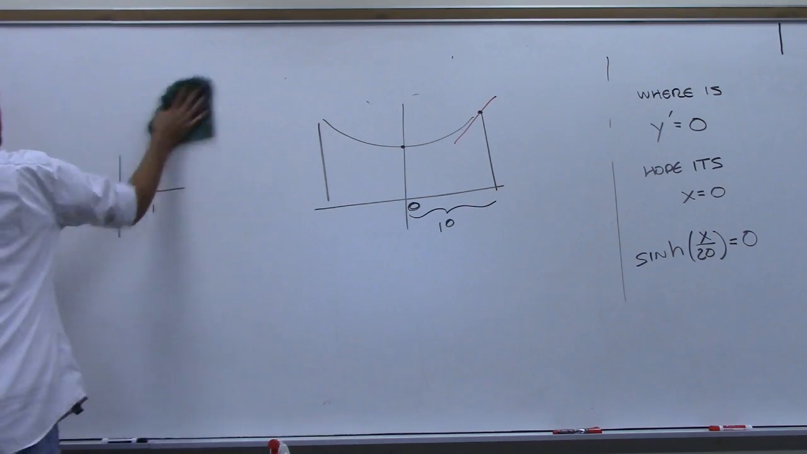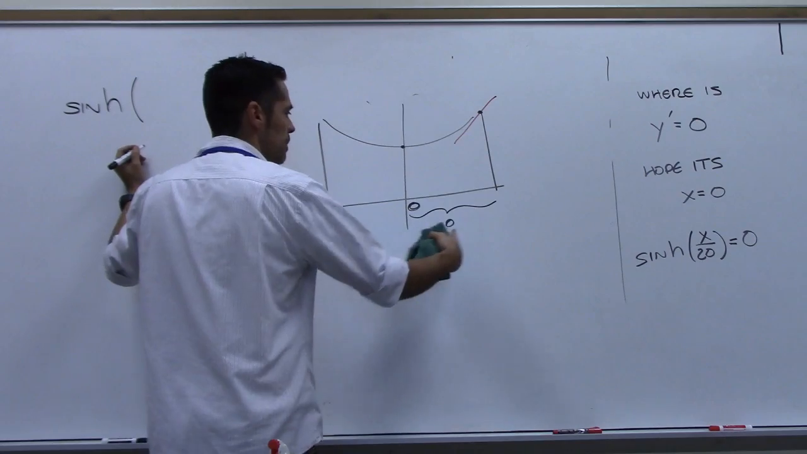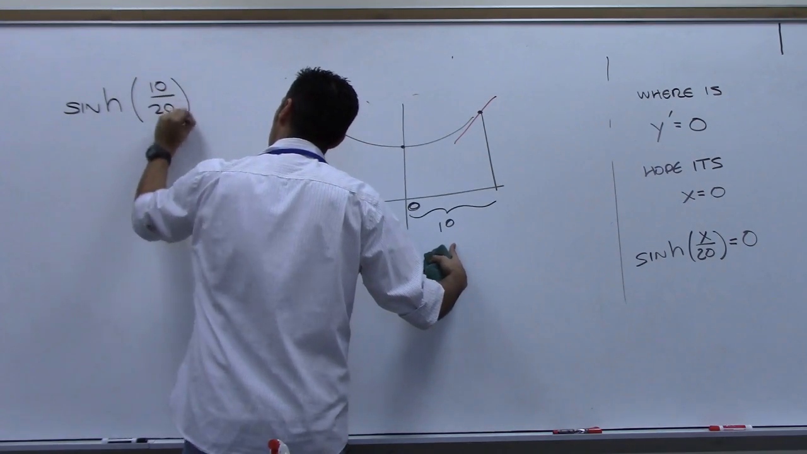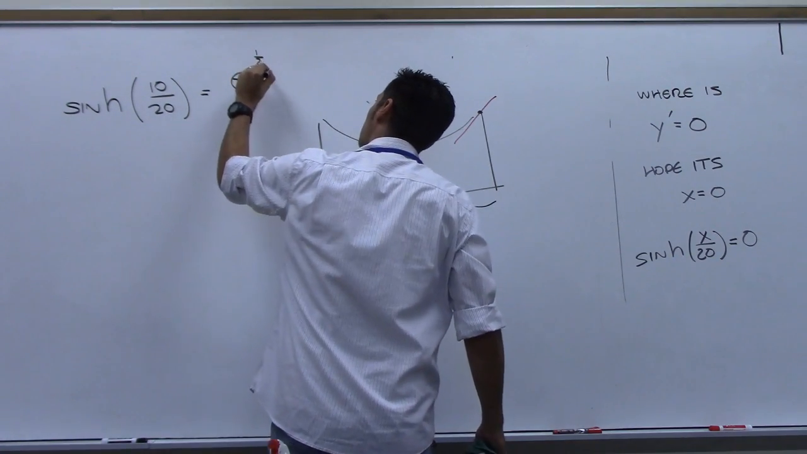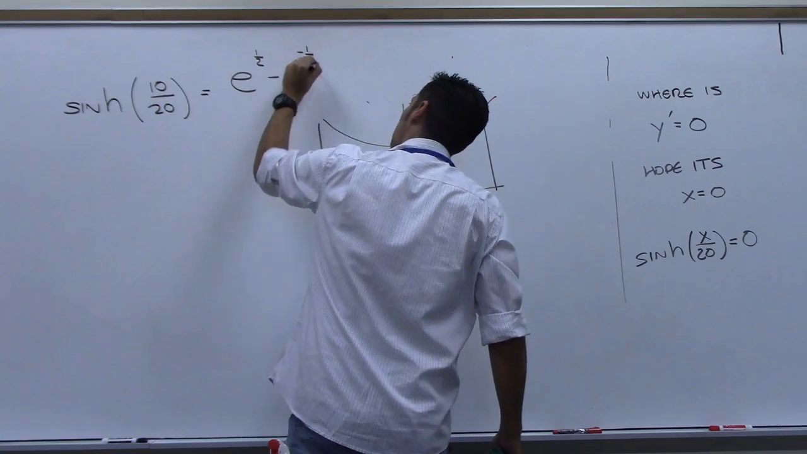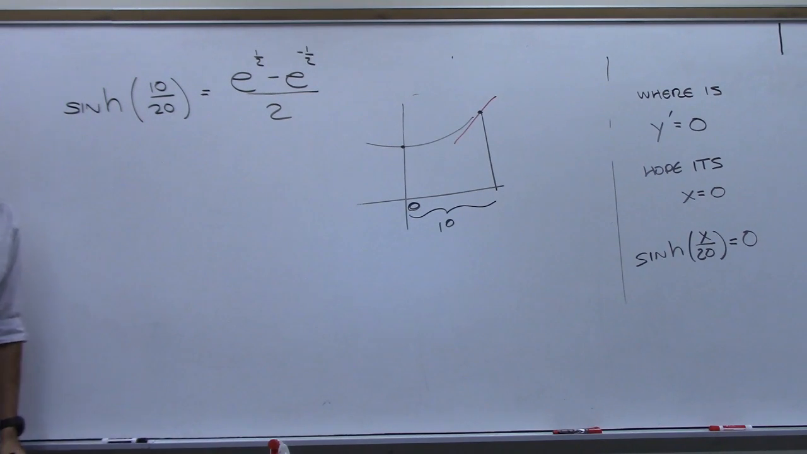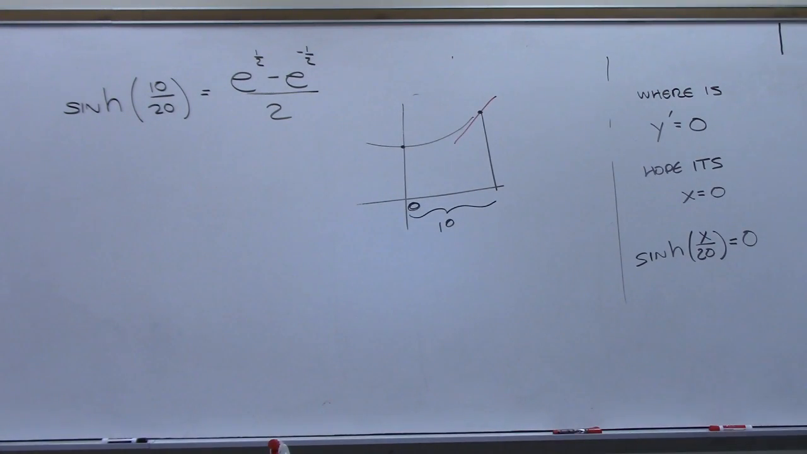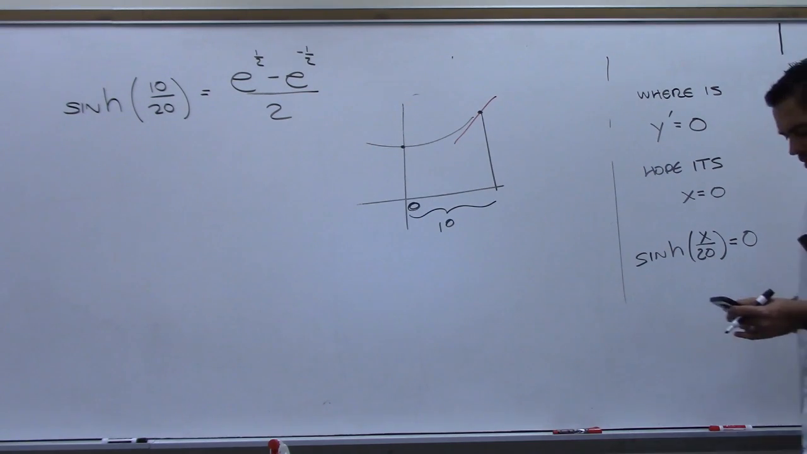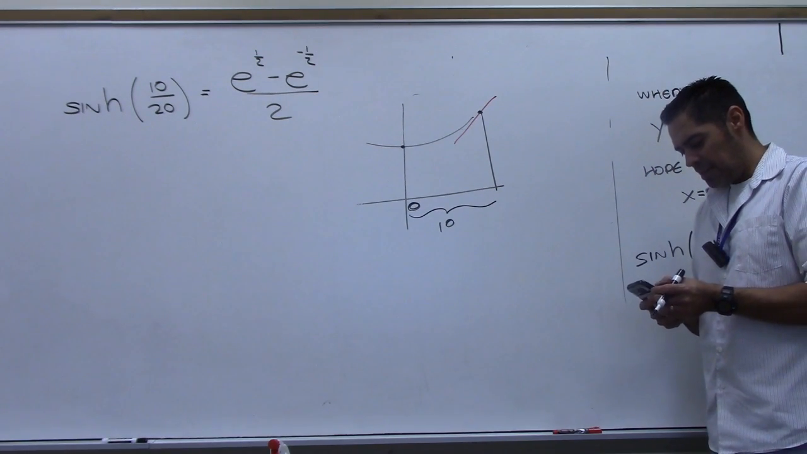All right, so what was my derivative? Sine hyperbolic of x over 20, and I'm going to be plugging in 10. So it's a half, and I'm just trying to figure out what this is. So this is going to be e to the half minus e to the negative half over 2. Whatever that number is, that's the slope of the tangent line, right? So I'm going to need a calculator for that. I'm using my phone as a calculator. I apologize, but it's one less thing I have to bring with me.